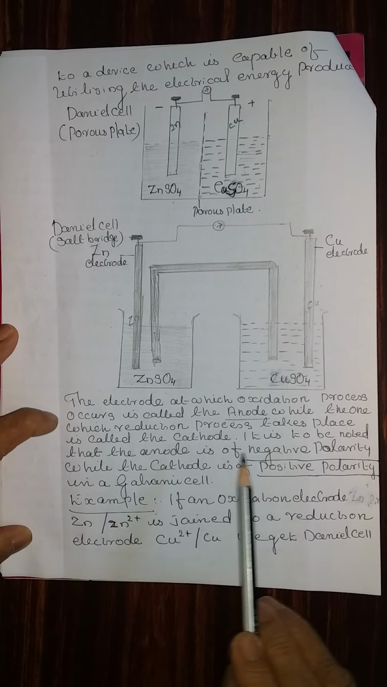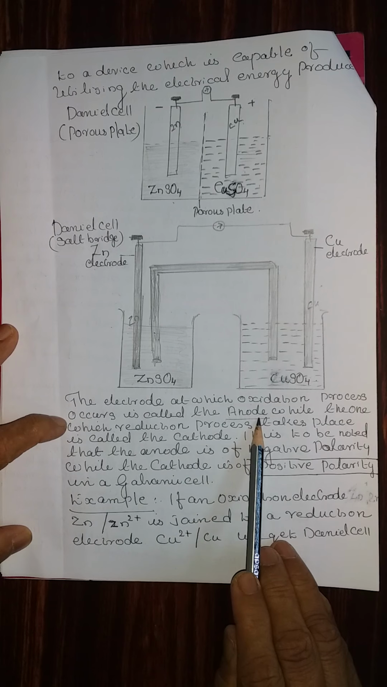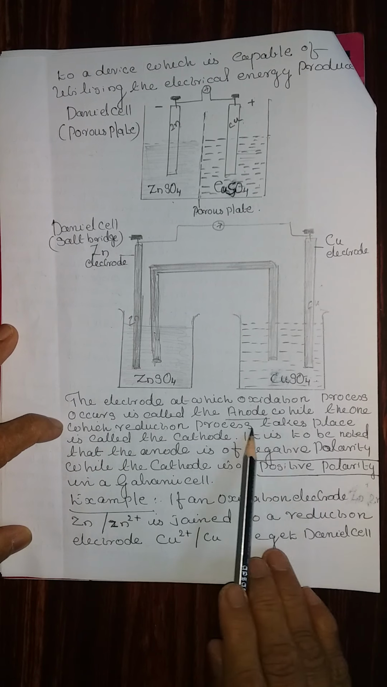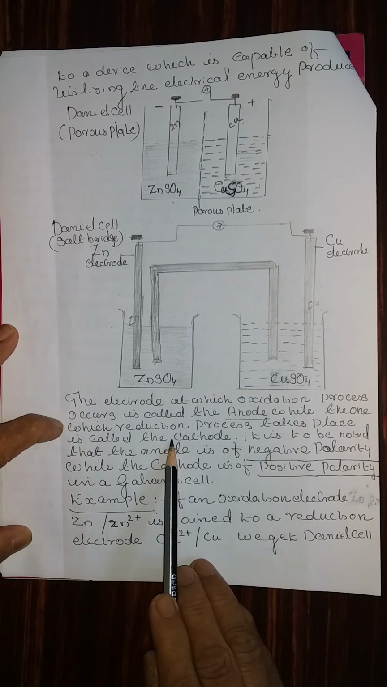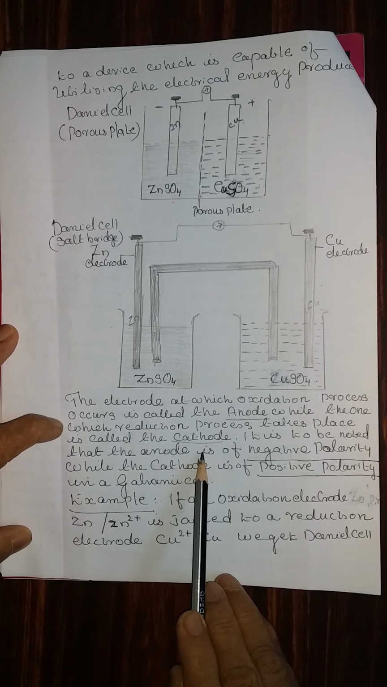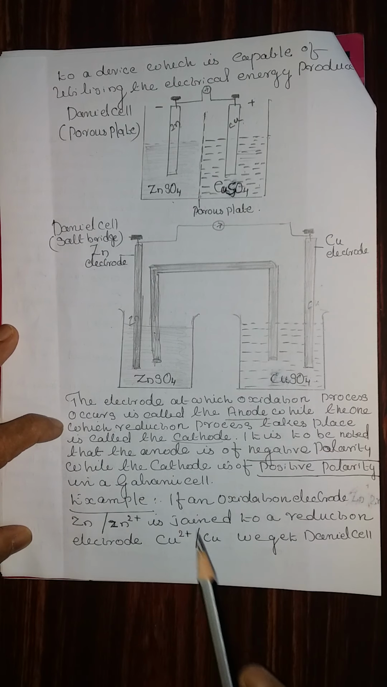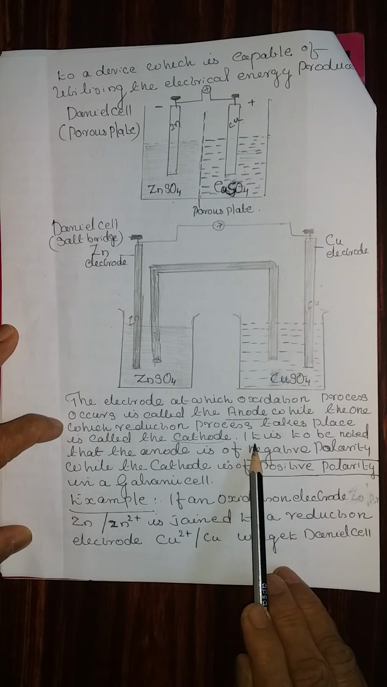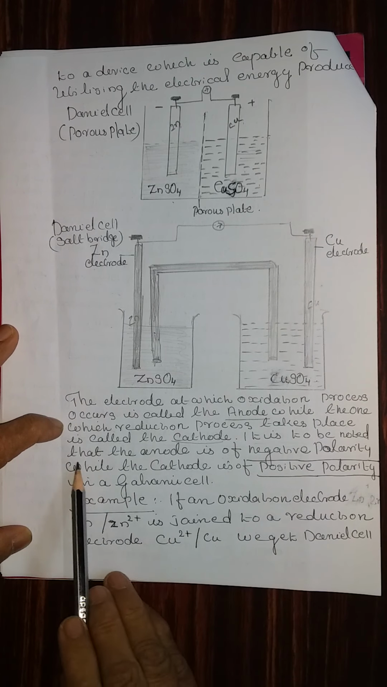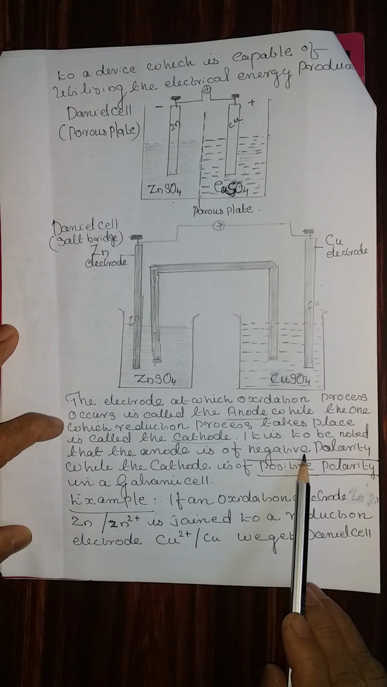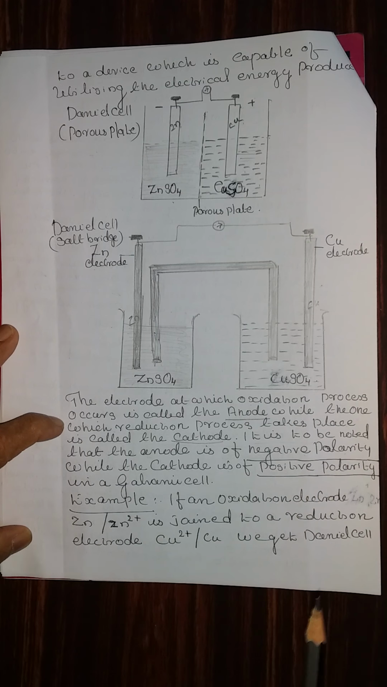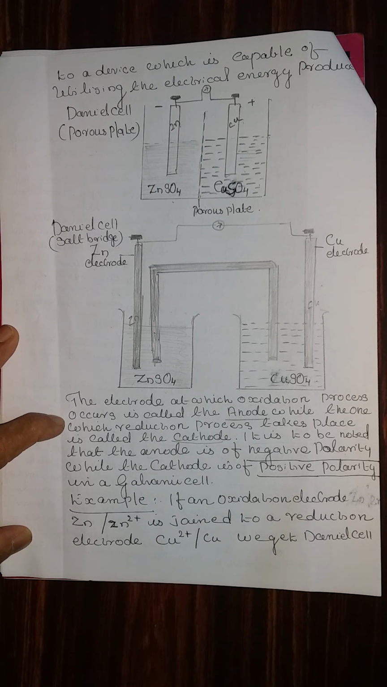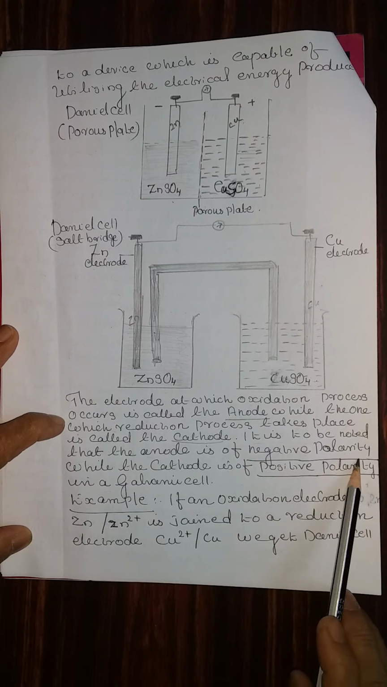Underline and learn. This is for fill in the blanks. The one at which reduction process takes place is called cathode. Another fill in the blanks. And one of the most important theories that we are going to apply here, it is to be noted that the anode is of negative polarity. Always you thought and you studied anode is always positive. No. In the galvanic cell, anode is of negative polarity.